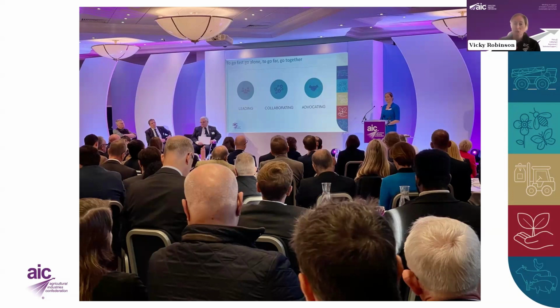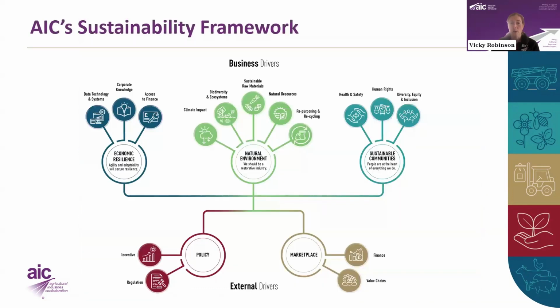The report is structured on AIC's sustainability framework, a framework which we created themed on the 3 pillars of sustainability: economic, environmental, and social, all of equal importance to a thriving business. But within these are topics of relevance to our sectors and our member businesses, and these are emphasised in the business drivers that you can see at the top of the framework. And this is the only place you will find the information, insights, and facts from across the agri-supply sector.